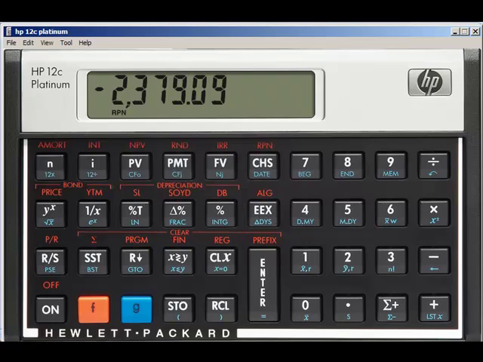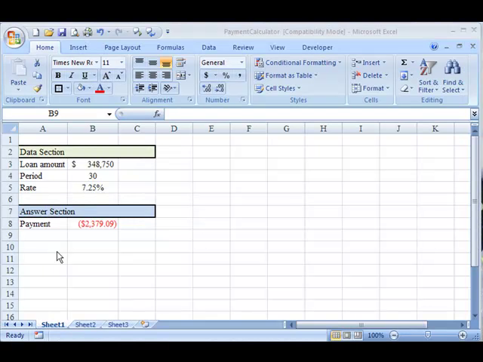I tend to like both of them, but if you wanted to then build the amortization schedule showing each of the 360 payments, I think you're better off using Excel.